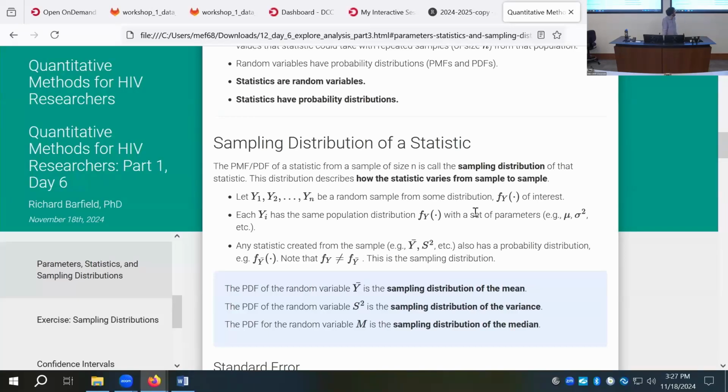And that's going to be denoted f of y bar. And f of y is not going to be equal to f of y bar, right? So the PDF of y bar is going to be the sampling distribution of the mean. The PDF of the random variable s squared is going to be the sampling distribution of the variance. The PDF of, say, capital N is the sampling distribution of the median. These are all going to have different sampling distributions than, say, the overall f of y.